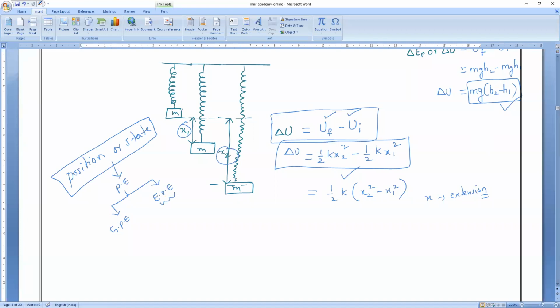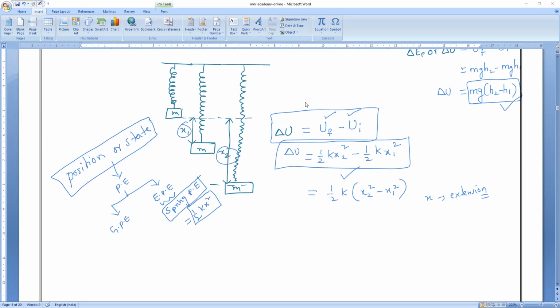Elastic potential energy we can also call spring potential energy. Elastic means any elastic body, so we can say spring potential energy. Spring potential energy has the same formula. What is the formula? 1 by 2 k x square. Okay, all of you.